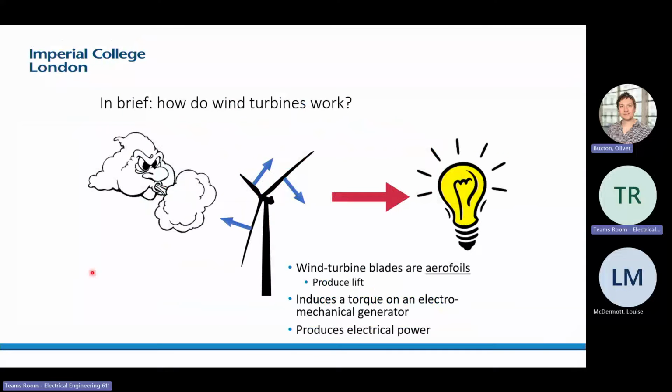So the first thing we need to discuss is how do wind turbines work? Well, essentially the blades of a wind turbine are aerofoils and therefore produce lift. This lift obviously sets in motion some kind of axle, and this induces a torque on an electromechanical generator, and ultimately that leads to the generation of electricity, which is sent onto the grid.